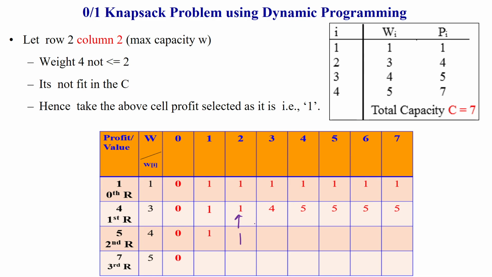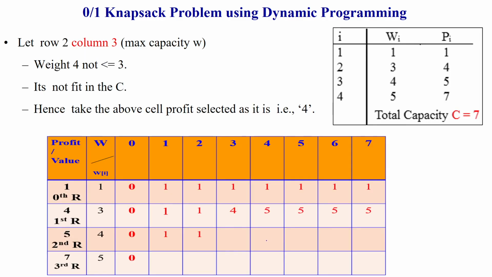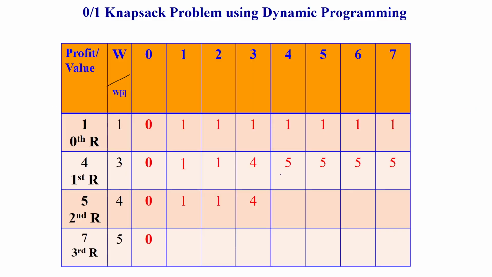So like that, in this column also we cannot accommodate the weight. 4 less than or equal to 3 is false, so we cannot select this item, so we have to write the previous row's profit in this column. Okay, so like that, next one is 4 less than or equal to 4. So now it is possible to select in this cell.